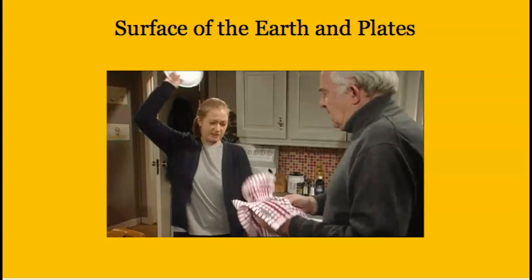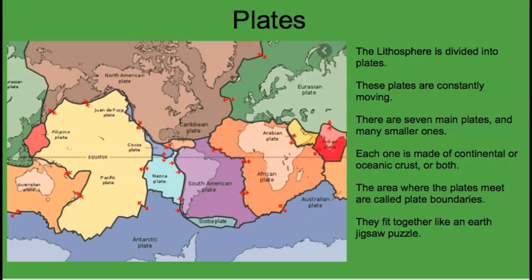Anyway, moving on. So the lithosphere of our planet is divided into plates, and these plates are constantly moving. There's seven main plates, and there's a lot of little small plates, and I'm not going to go over every one. I will talk about some key ones as we go through this. Each one is made of either continental or oceanic crust, or some of each. The area where the plates meet are called the plate boundaries, and they fit together like an Earth jigsaw puzzle.